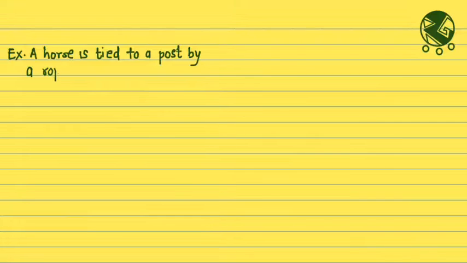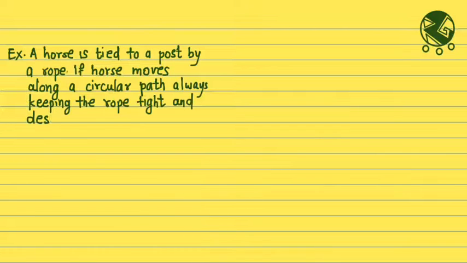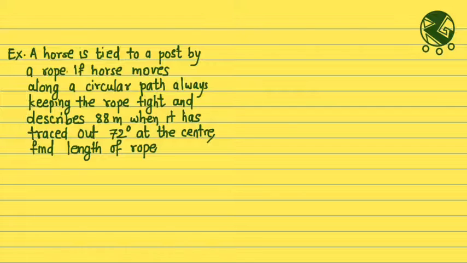Now let's solve one example here. A horse is tied to a post by a rope. If horse moves along a circular path, always keeping the rope tight, keeping the rope tight means having the radius same, that is it's moving on the circular path, and describes 88 meters, when it has traced out 72 degrees at the center, find the length of the rope.